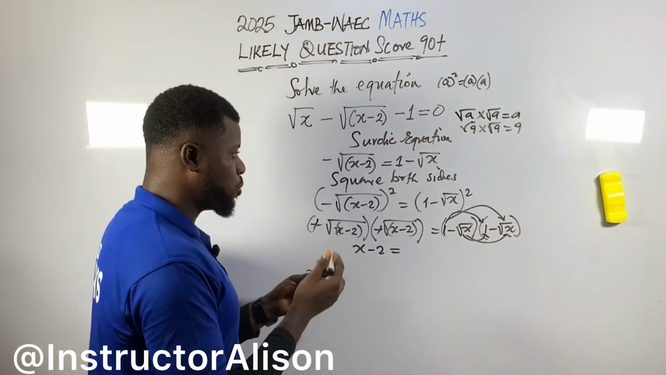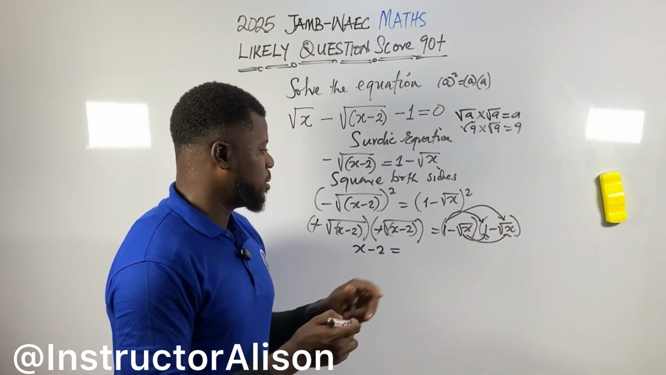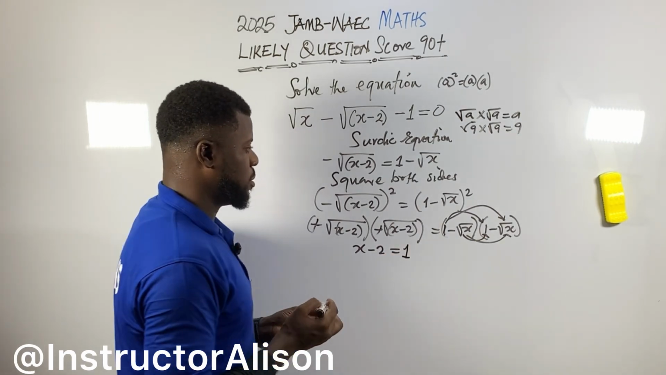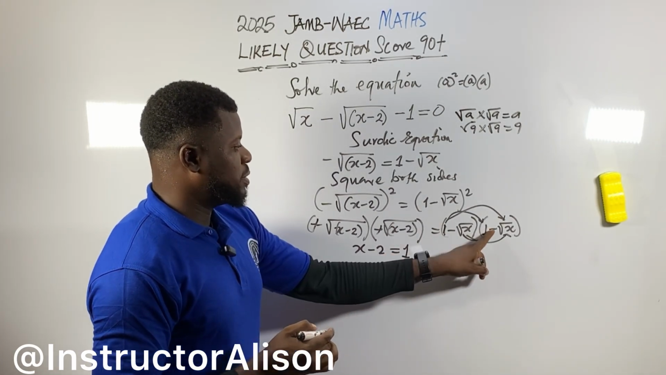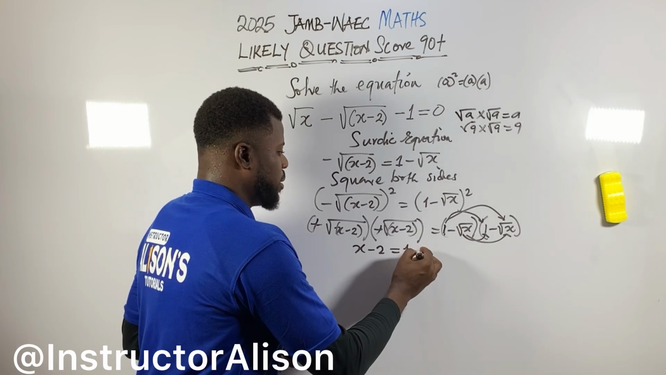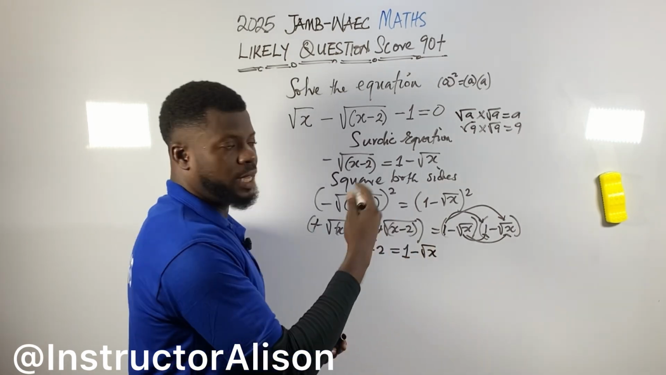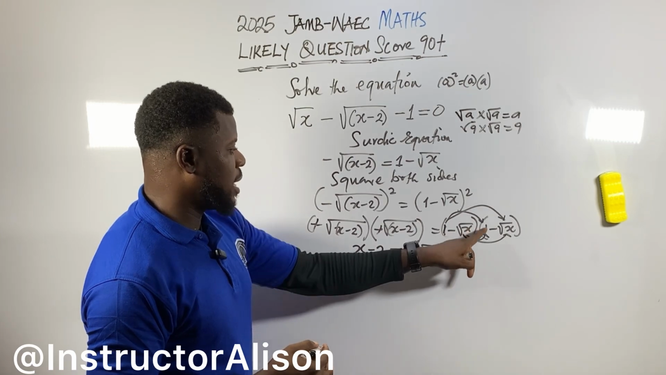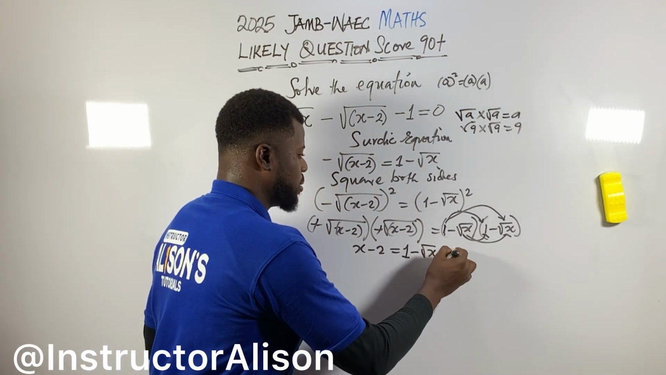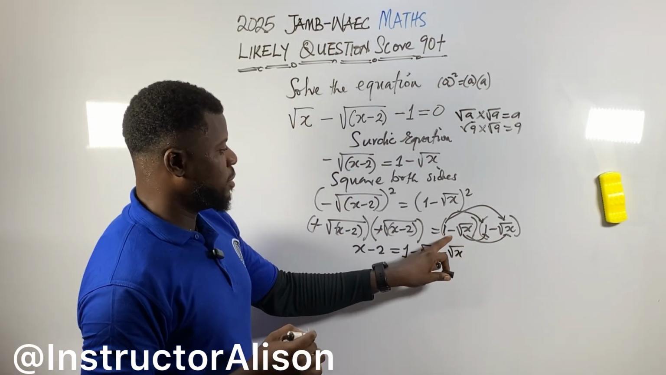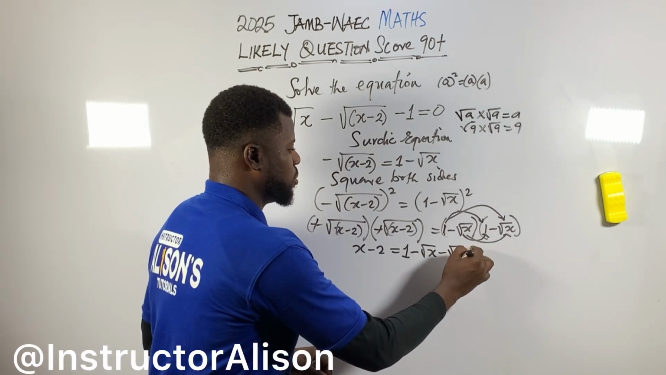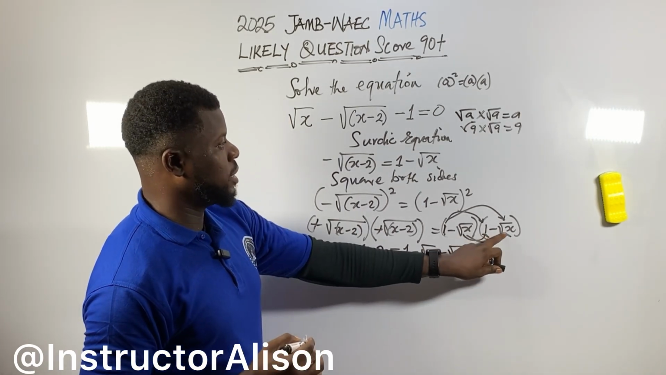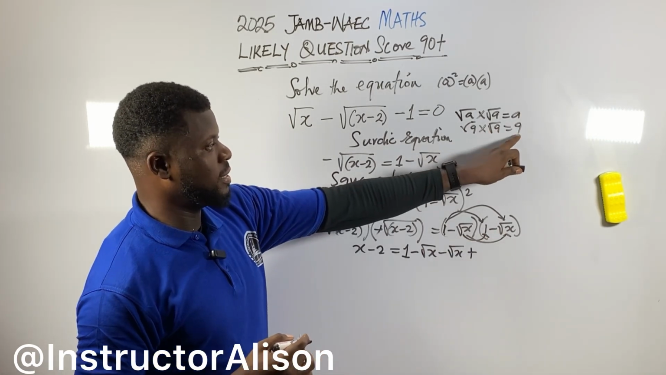You understand? Let's go. 1 times 1 will give you 1. 1 again times minus root x will give you minus root x. You know, 1 times that thing is the same thing. Minus root x times 1 is minus root x. Minus times minus is plus. Root x times root x. Root 9 times root 9 is 9.